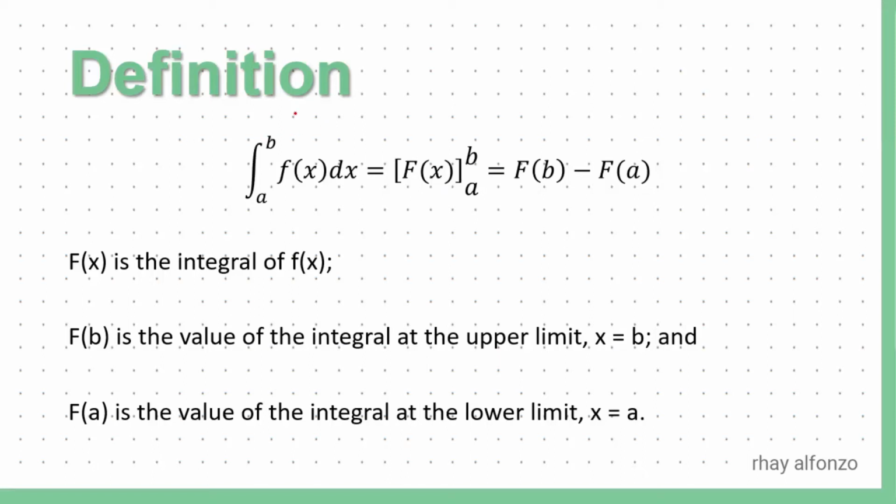Let's define our definite integral. So we have the integral of f of x dx from a to b, which is equal to capital F of x evaluated from a to b, which is equal to capital F of b minus capital F of a, where capital F of x is the integral of f of x, and F of b is the value of the integral at the upper limit, where x is equal to b, and F of a is the value of the integral at the lower limit, where x is equal to a.